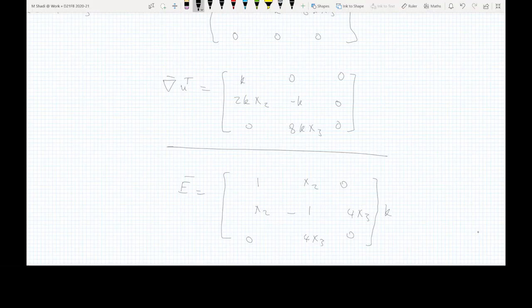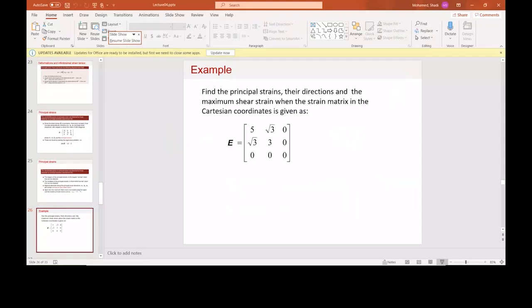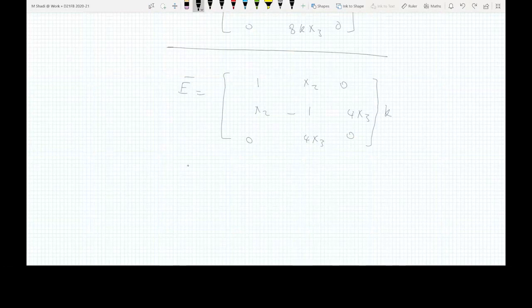Okay, so then let us continue this example. So the strain tensor is given here. I'm just going to switch back to the presentation. So the first step is to find the strain tensor. Then the second step is to evaluate the change in the length at a specific point and at a specific direction. So I'm going to copy this information over. So the specific point is we need to evaluate the strain tensor at the point 1, 2, and 1.